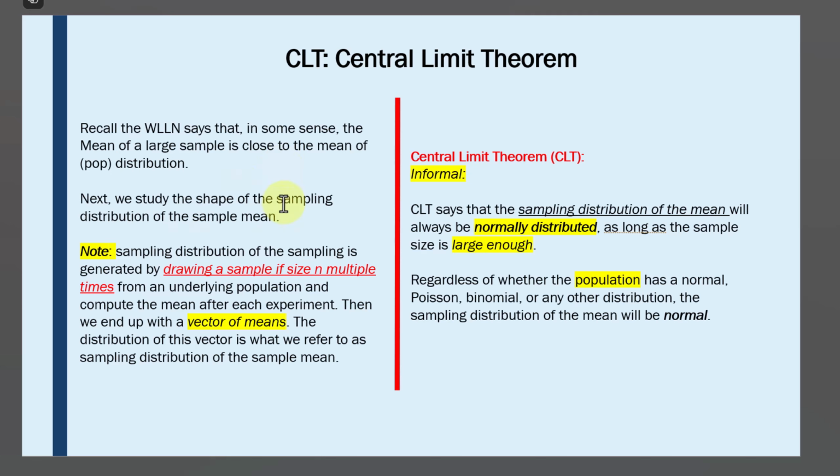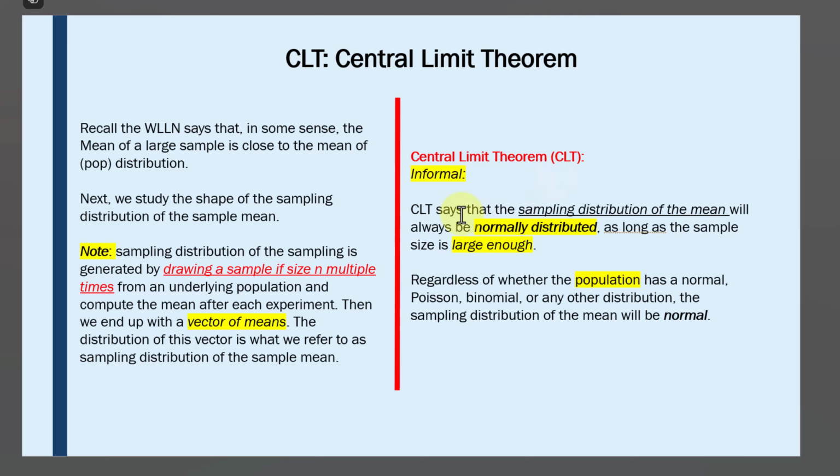And to show that, we created a sampling distribution of the means by drawing multiple samples from an underlying population and calculating the mean every time we select a sample. In that way, we created a vector of means which has a distribution, and that distribution, of course, has a shape. The central limit theorem is concerned with the shape of this distribution.